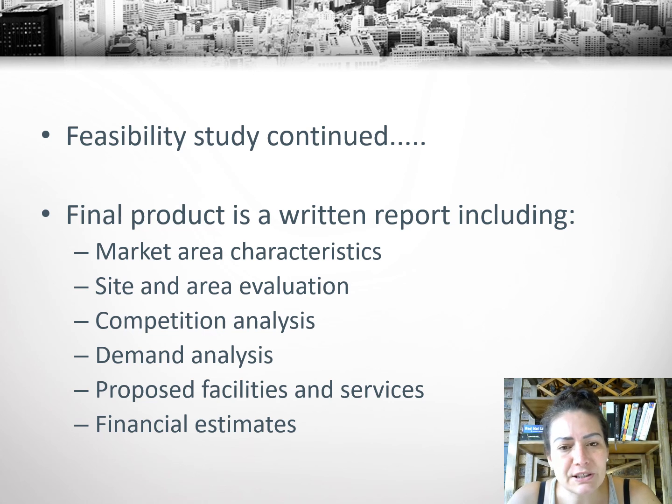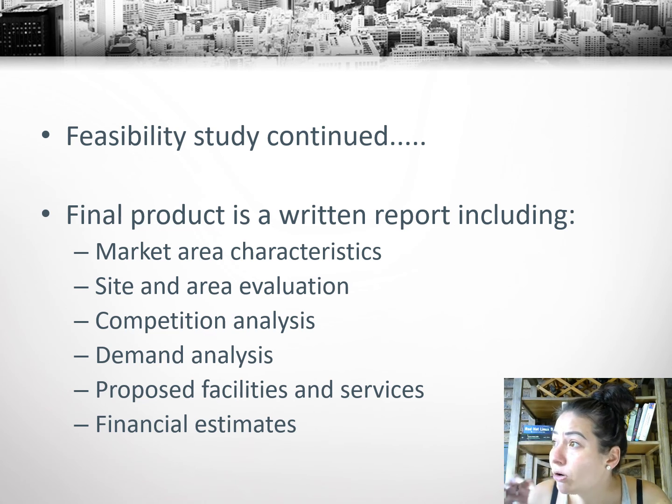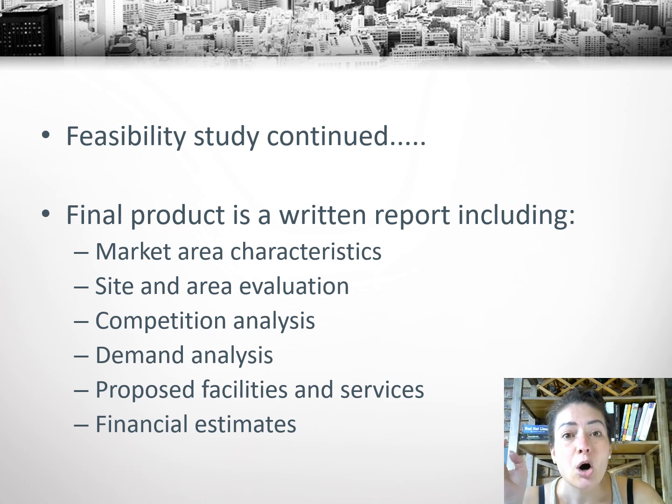Do an evaluation of the site and the area. Competition in that radius. Who's my competition? What do they do? What type of facility are they? A demand analysis. What is the target area or the market around you? What do they want? What is in demand in that area? What proposed facilities and services do you want to offer? What menus do you want to give? What type of restaurant do you want to have? Those kinds of things. And then obviously very important, financial estimates. How much money do I need?